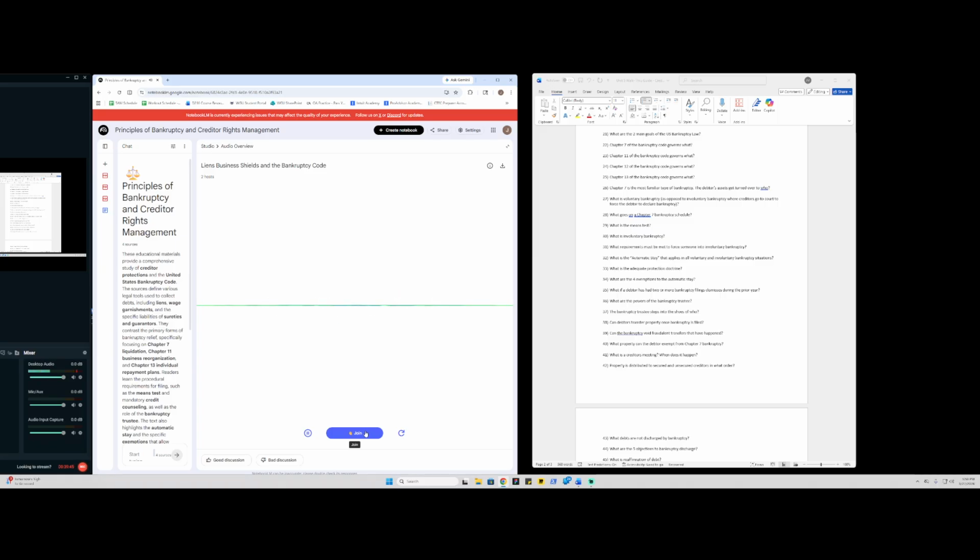Okay, let's unpack this. Chapter 12 is a specific type of bankruptcy. It is exclusively designed for family farmers and family fishermen. It allows them to continue operating their business. If we connect this to the bigger picture, it's an adjustment or repayment plan.